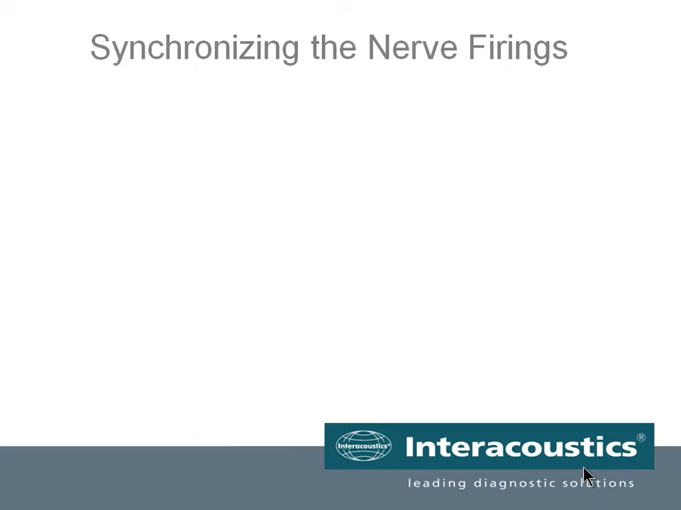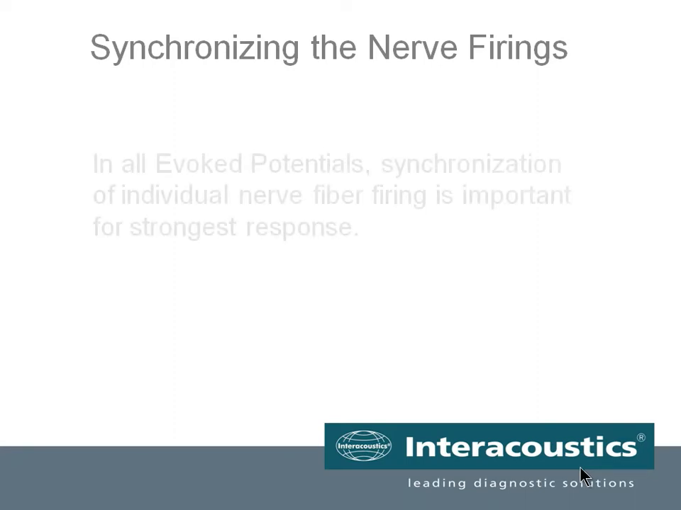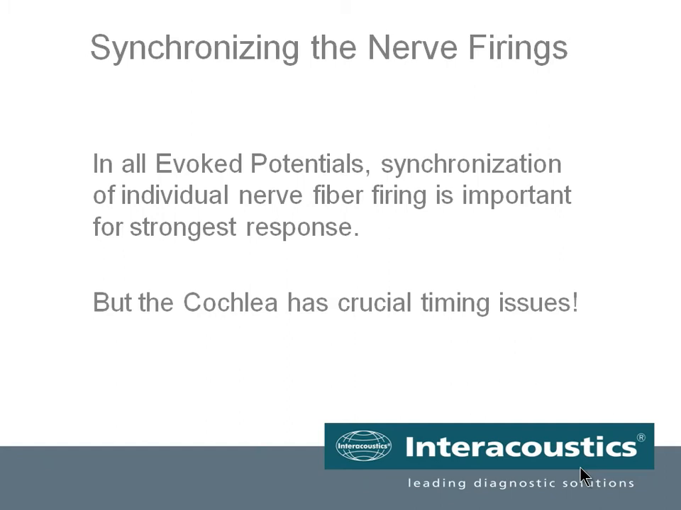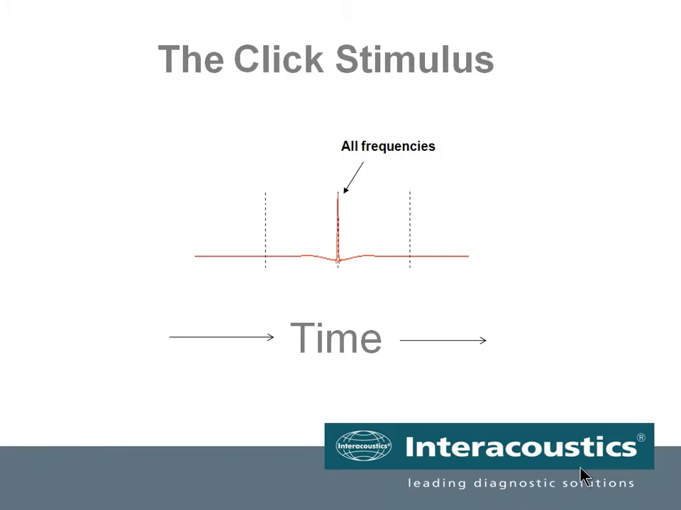So, to achieve such larger response amplitudes, we have to look at synchronization of the nerve firings. And this has always been the issue when doing electrophysiological testing. How can we best possible synchronize all the fibers involved in a particular response? When doing so, there is a huge problem that until recently has been overlooked, and that is the way the cochlea works, because that has crucial effect on synchronization.